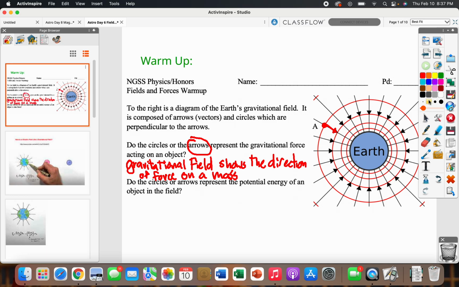The second question though says, do the circles or arrows represent the potential energy? And this is meant to refer back to stuff that we've talked about. If you recall, potential energy goes up as we lift something up, right? Potential energy increases as you lift.